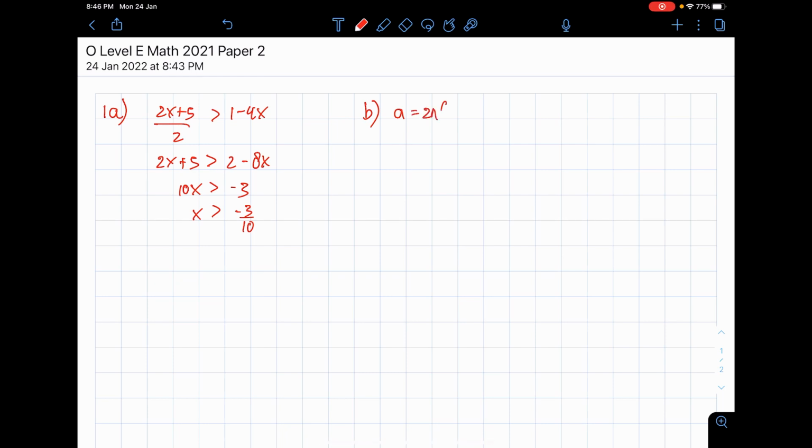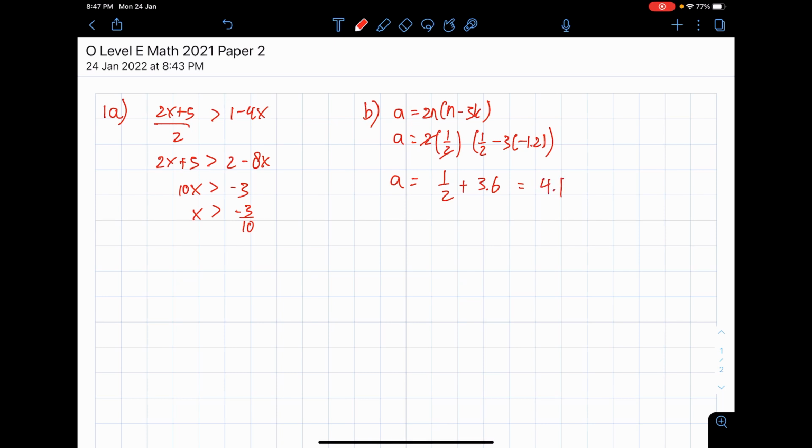Anyway, the next question. A equals 2n(n minus 3k). You need to find the value of A when they are giving you a few values of n and k. So n is actually half, and then k is negative 1.2. Oh yes, n is half. So I just put it down like this. This will cancel each other, so you are left with half minus, double negative, so it's a plus, 3 times 1.2 is 3.6. So you got 0.5 plus 3.6, and that will be 4.1.